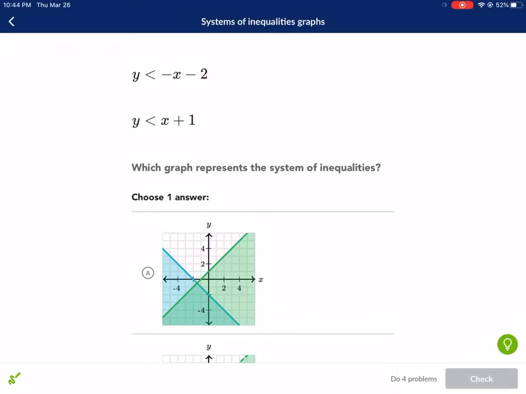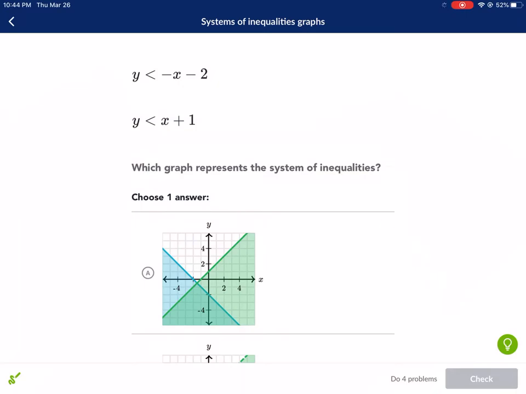Welcome back, algebra students, to the last section of Chapter 6, which is Systems of Inequalities. Now, we're going to be using a Khan Academy exercise called Systems of Inequalities Graphs to help us learn this material. So let's go ahead and jump right into it.